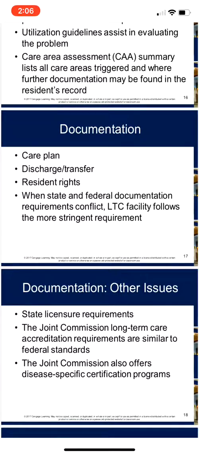All right, so dropping down, specific documentation guidelines for the comprehensive care plan include the following items. Our first bullet point says, measurable objectives and timetables to meet medical, nursing, and mental and psychosocial needs that are identified in the comprehensive assessment. The second one, description of the services that are to be furnished to attain or maintain the resident's highest practicable physical, mental, and psychosocial well-being. And lastly, the description of services that otherwise would be required but are not provided because of the resident's exercise of rights, including the right to refuse treatment.